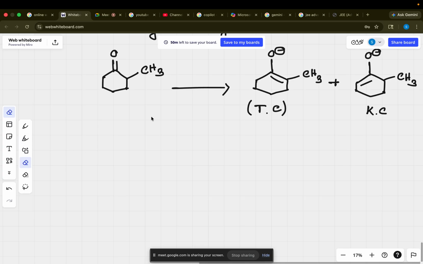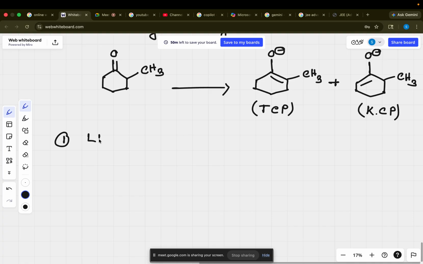Sometimes in books they write it like this, TCP, which means thermodynamically controlled product, and KCP, which means kinetically controlled product. Don't think this is out of syllabus, they just mention it like this as a shortcut. So now what are the bases we can use? Suppose I am using LDA, and then DME, dimethyl ether, which is a solvent.